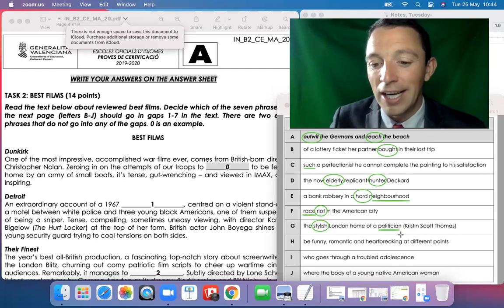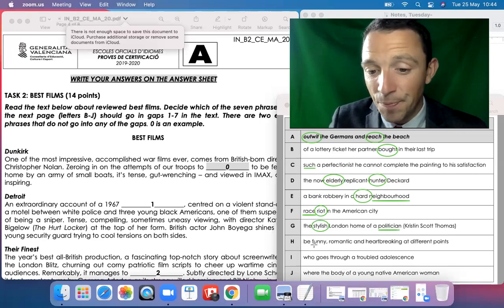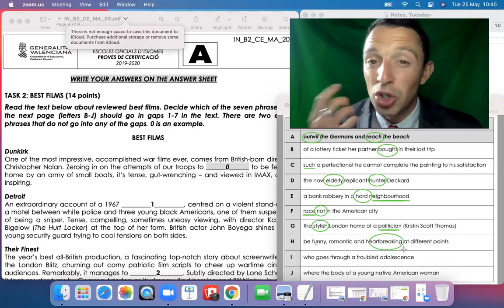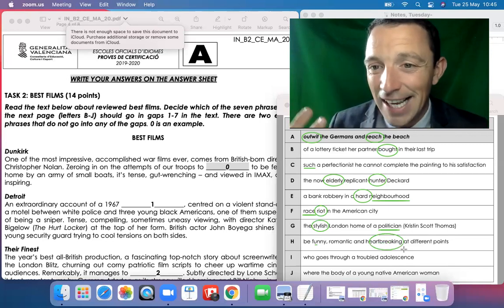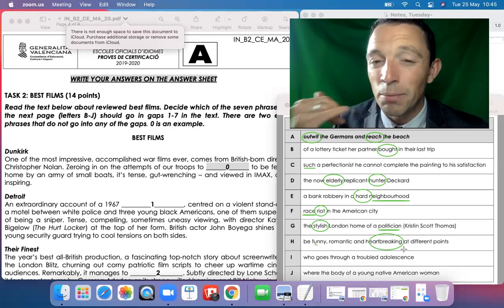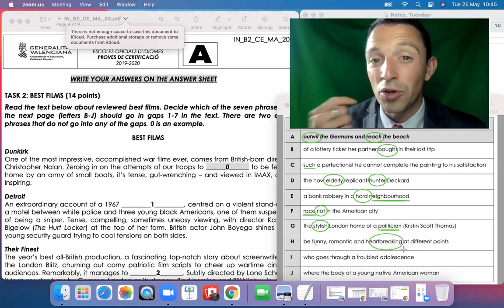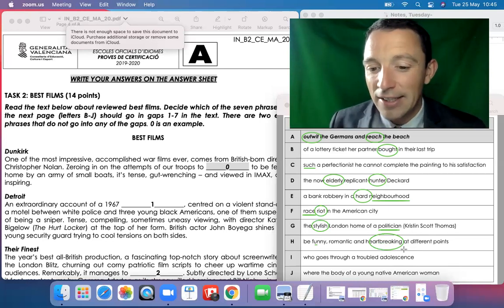It's very, very important. Option H, to be funny, romantic, heartbreaking at different points. So not too difficult vocabulary at the moment. It seems quite clear, and it's level B2. So hopefully we can understand the options and understand the answers.